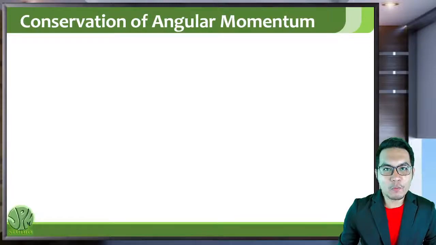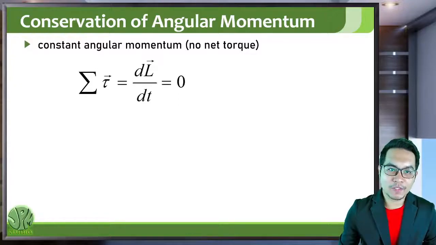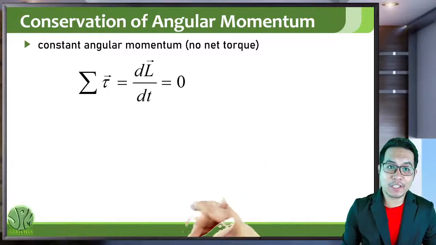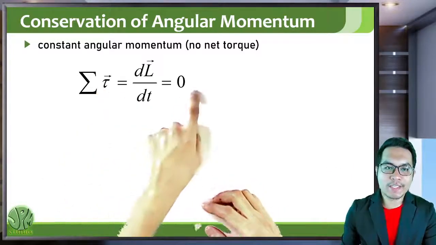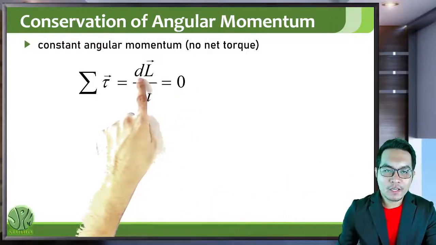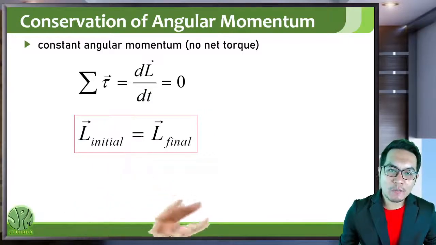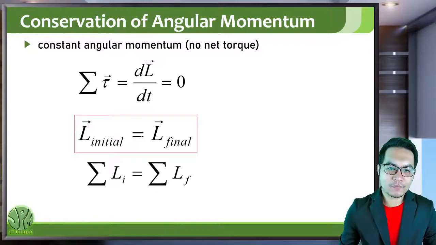Similarly with linear momentum, angular momentum is also conserved in the event that there is no net torque acting on the system. In linear momentum, if there's no net force acting on the system, then linear momentum is conserved. In a similar manner, if the net torque is zero, then the angular momentum is conserved, which means that the initial angular momentum is equal to the final angular momentum of the system.